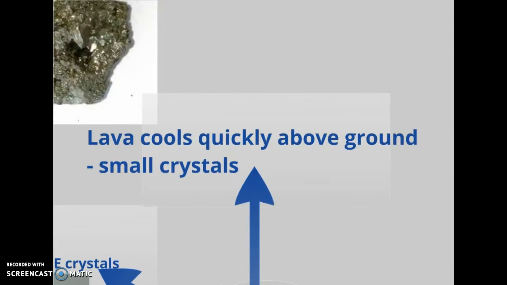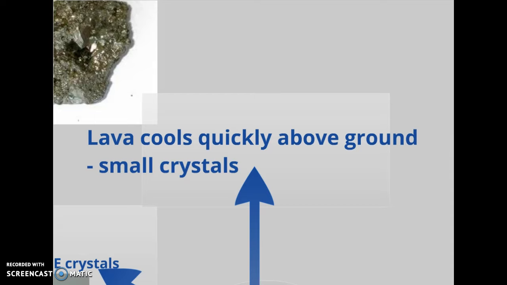Now you may need to add a little space here in your notes or put it up above. If it forms from lava, which means the molten rock is now above the Earth's surface, on the ground or above the ground, it's going to cool much more rapidly, and we will get small crystals.